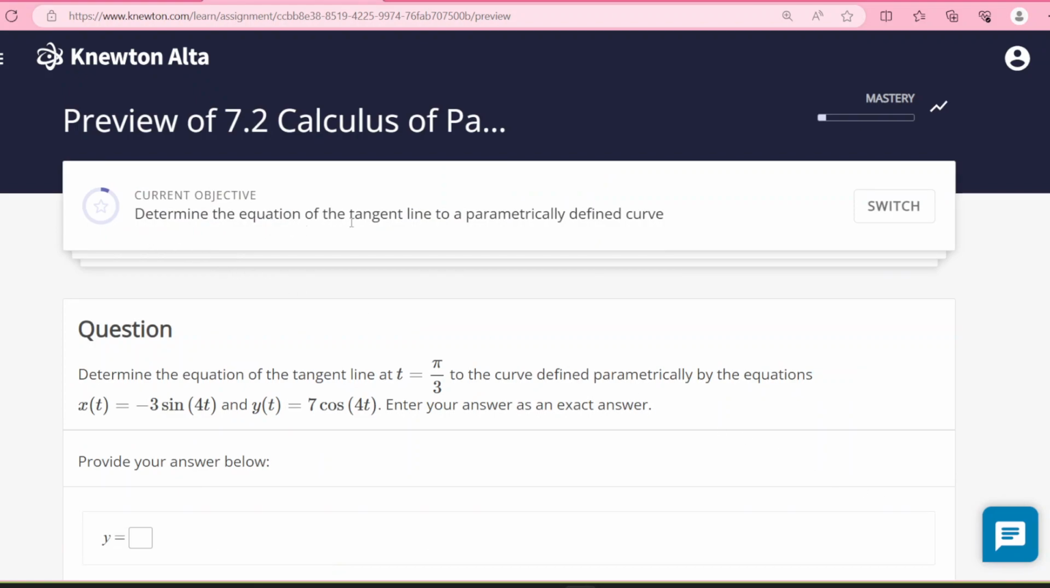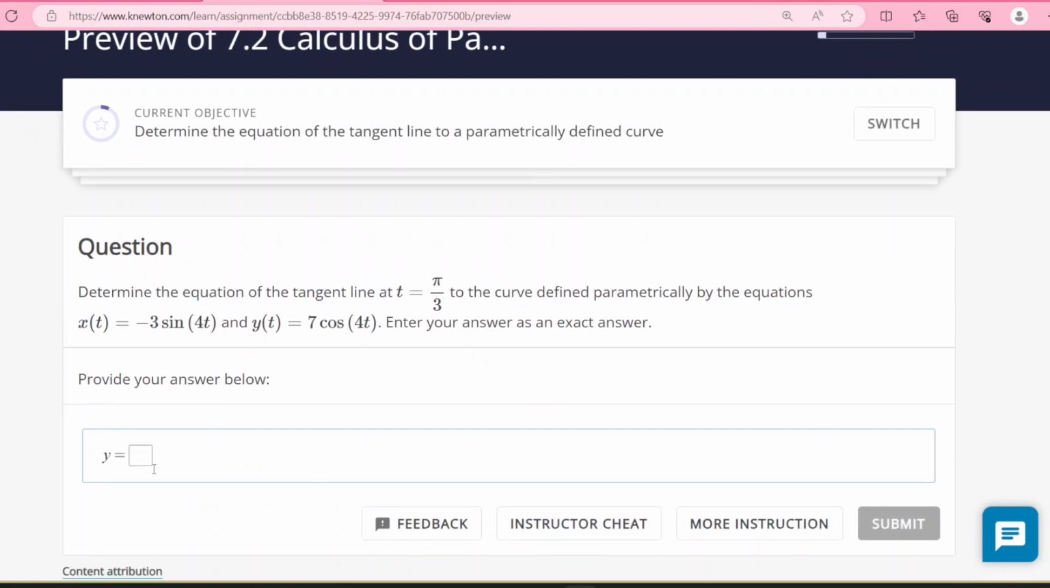So same deal, but this time, not only do they want the slope, they want the equation of the tangent line. So not only will I need the slope of the tangent line, but I'll also need to know the point on the curve that we're going through. Remember, to write the equation of a line, you need point and slope.